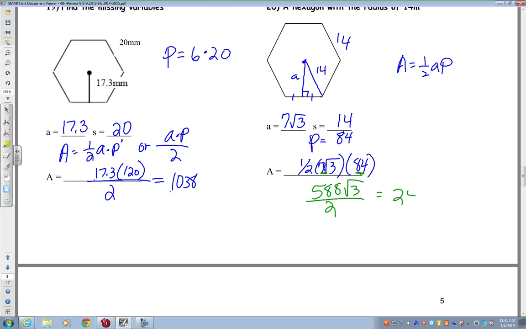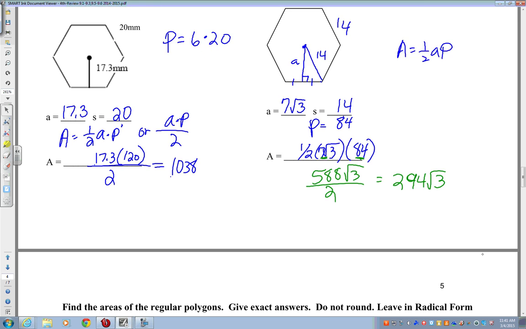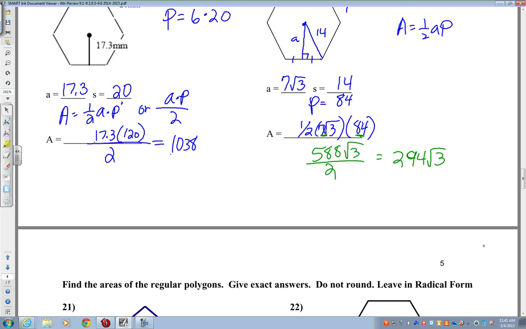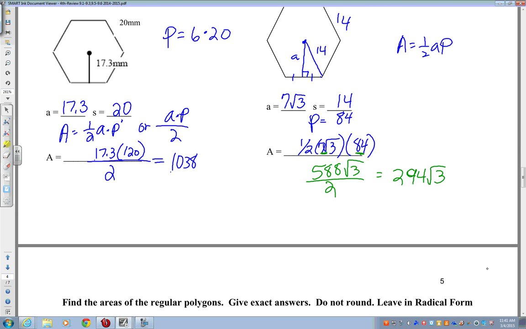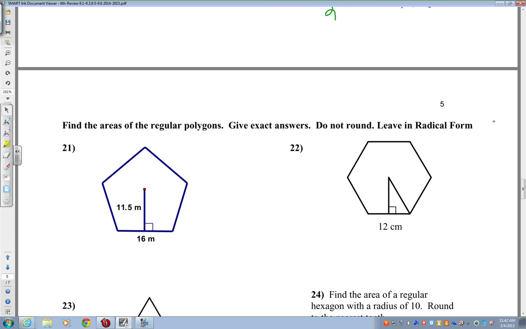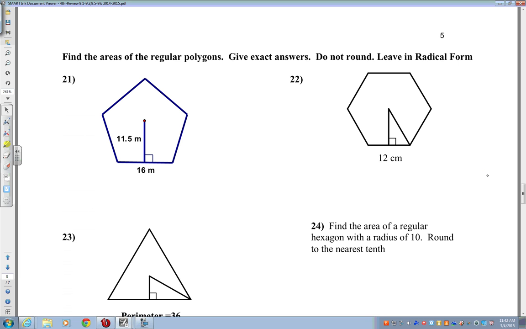Yes. Then we're going to divide it by 2 and then put, what was that? 294√3. Okay? You just add it to your final answer when Avery gets back. All right, so I need you to try 22. This is what we've been working on. I need you to try 22.